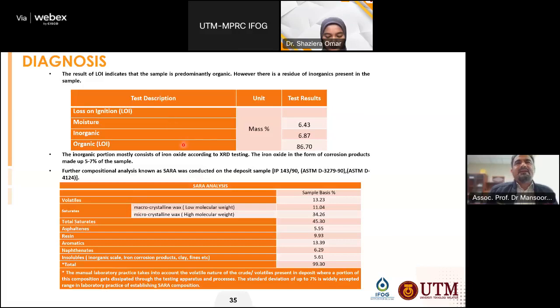We conducted XRD and other tests in order to know the composition, and then we conducted XRD and saturates.